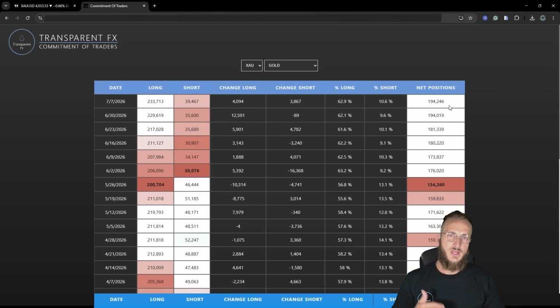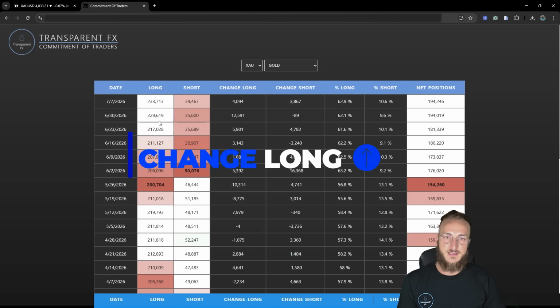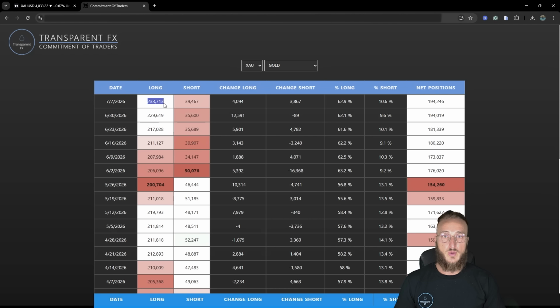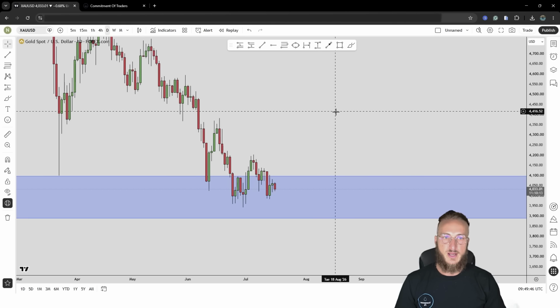194.2K net positions. So institutions are getting increased, net positions are getting increased by institutions, and that is mostly coming from longs being added. Longs got increased, in fact, from 200K all the way up to 233K. We're currently sitting with 233.7 thousand longs compared to only 39,000 shorts. So let's keep all of this in mind and move back to the chart.